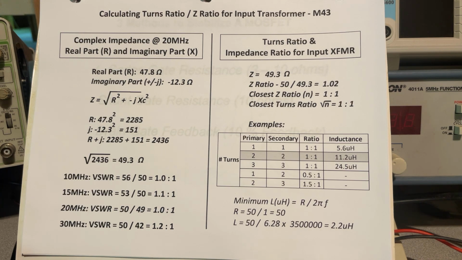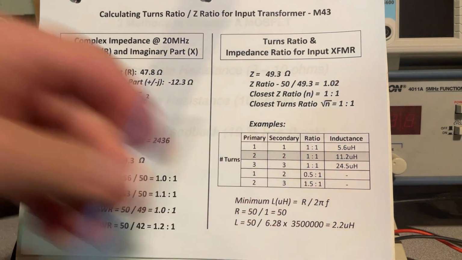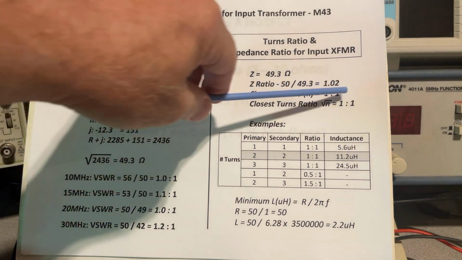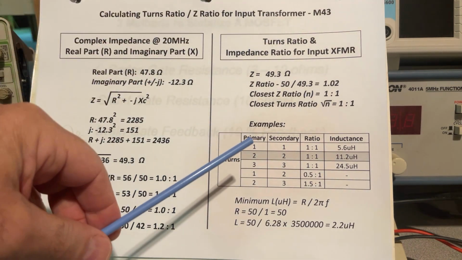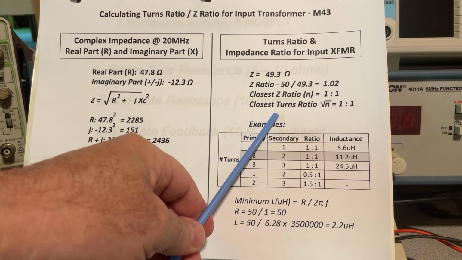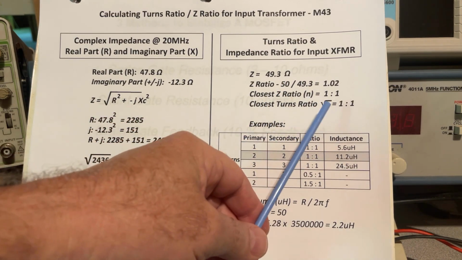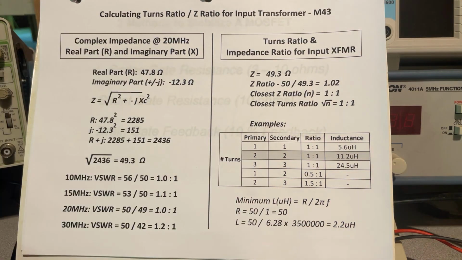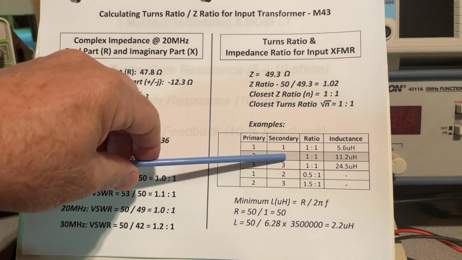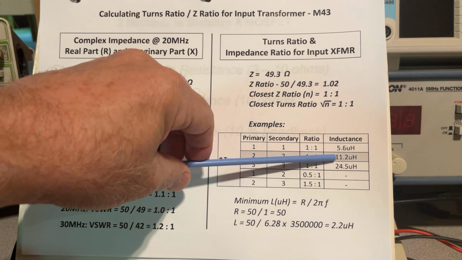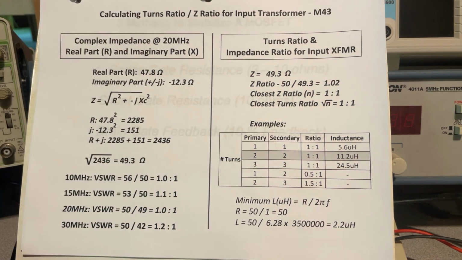Okay, and if we take the closest turns ratio and we take the square root, we get 1-to-1 as well. So remember, here we're measuring the impedance ratio, and here we're measuring the turns ratio, right? So in this case, it's the same, but the turns ratio squared equals the impedance ratio, and the square root of the impedance ratio equals the turns ratio. So it's pretty straightforward. So here you can see this is what I decided to use: 2 turns on the primary, 2 turns on the secondary. It's a 1-to-1 ratio, and there's the measured inductance here.